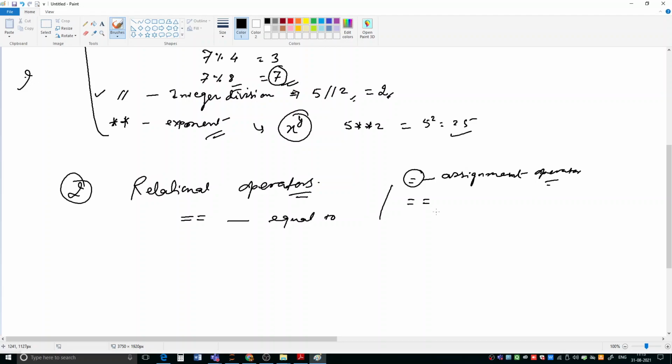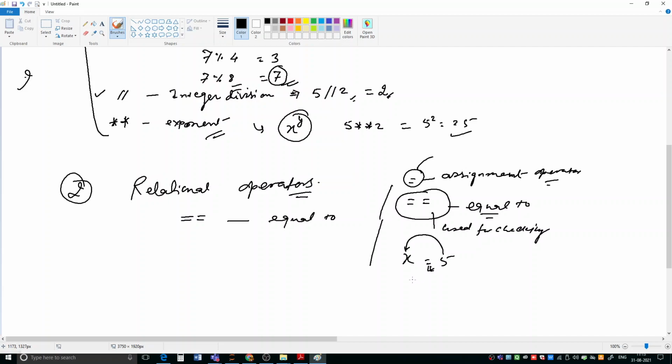If you are writing a single equal to sign, then it represents the assignment operator. But if it is a double equal to sign, then it is used for checking, and the single one is used for assignment. For example, if you are writing x equal to 5, what does it mean? It means that the value of x is assigned as 5. So this is the assignment operator.